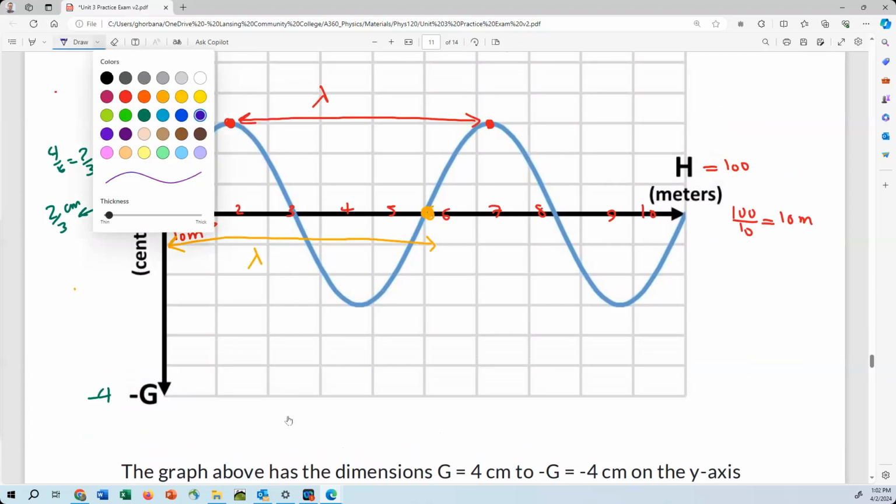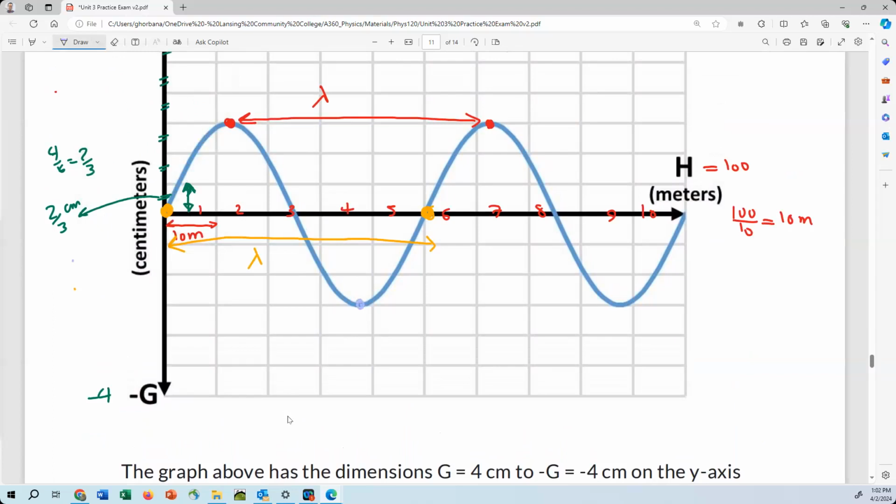Let me just use this one. Again, now this is a trough. The distance between two troughs is going to be the wavelength. So you can use any of those to calculate the wavelength.